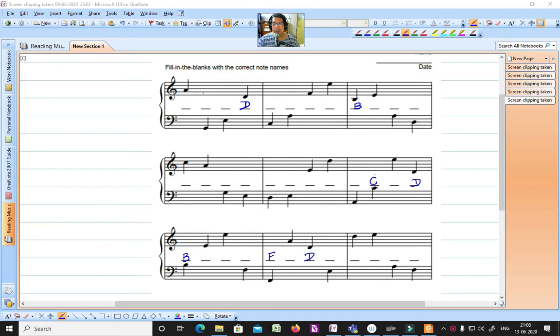Now my job is to name them. We are going to try and name them as quickly as possible by just looking at them. Now you can see I have named some notes over here. This note D, this B, this is a C and D, etc. All which I have written.